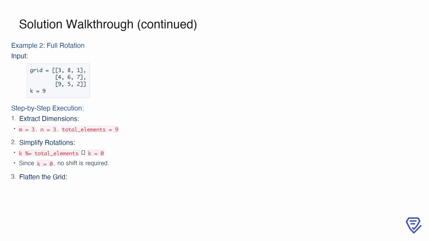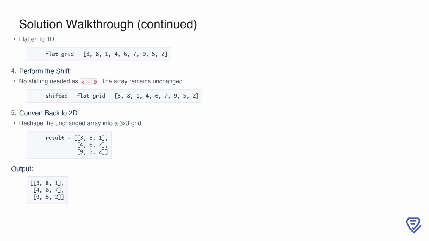With k simplified to 0, we can proceed to visualize the grid in its flattened form. The grid is flattened into a 1D array, resulting in 3, 8, 1, 4, 6, 7, 9, 5, 2. Since no shifts are needed, the flattened array remains unchanged, and we skip the shifting process entirely. The next step is to reshape the unchanged 1D array back into its original 3x3 structure.